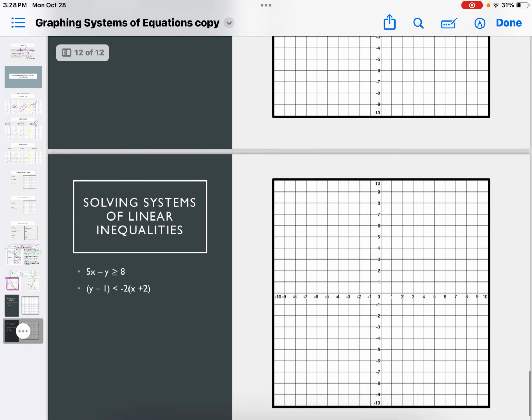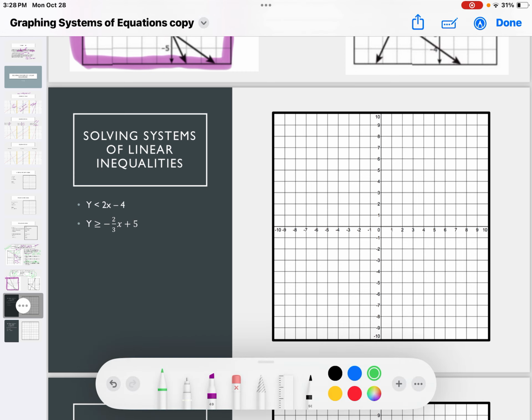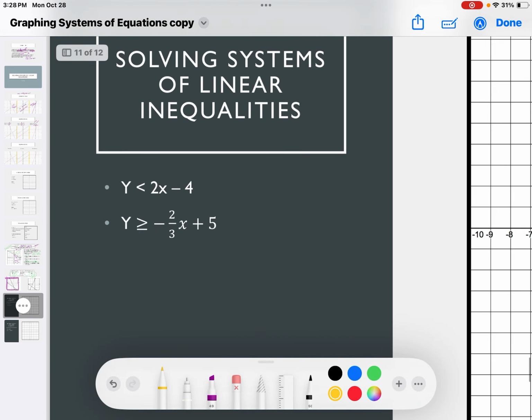So we did this last class. So do me a favor, at least do one of these. Go ahead and pause it, and let's see how much you remembered from the previous class period.